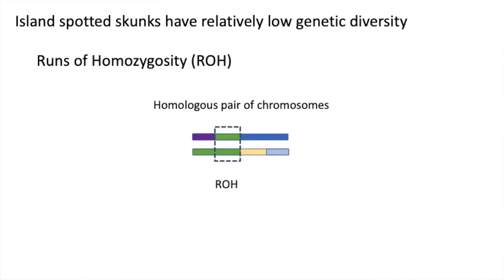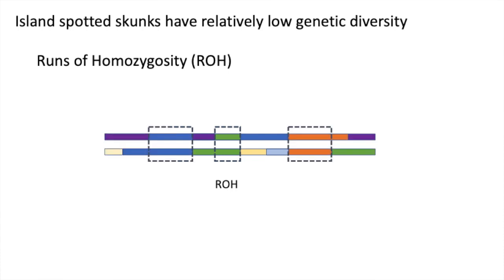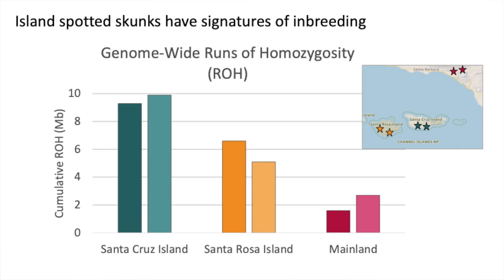Next, to measure inbreeding, we looked at runs of homozygosity. Runs of homozygosity are long segments in the genome where the pair of chromosomes are identical by descent. When we added up all the runs of homozygosity in each genome, we found that the island individuals had cumulatively more runs of homozygosity than mainland individuals. This means that island individuals accumulated these runs of homozygosity over some unknown period of time while they were inbreeding.